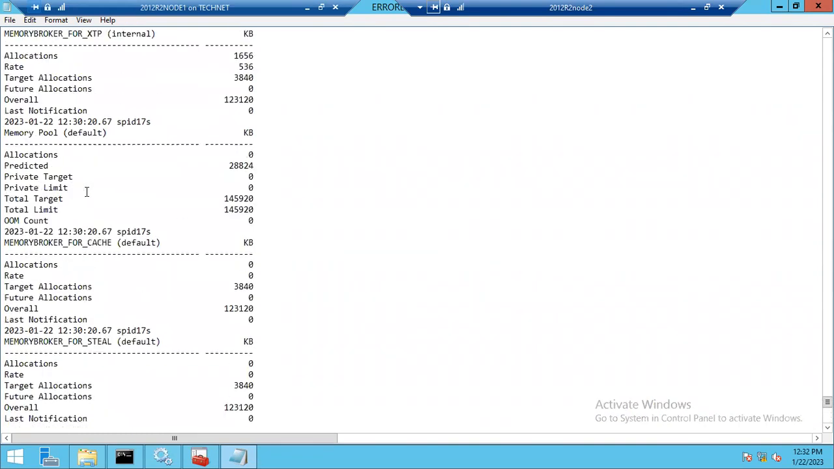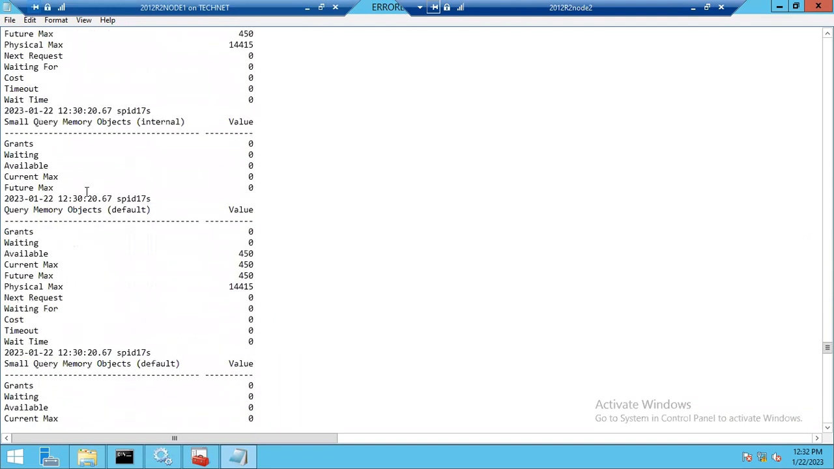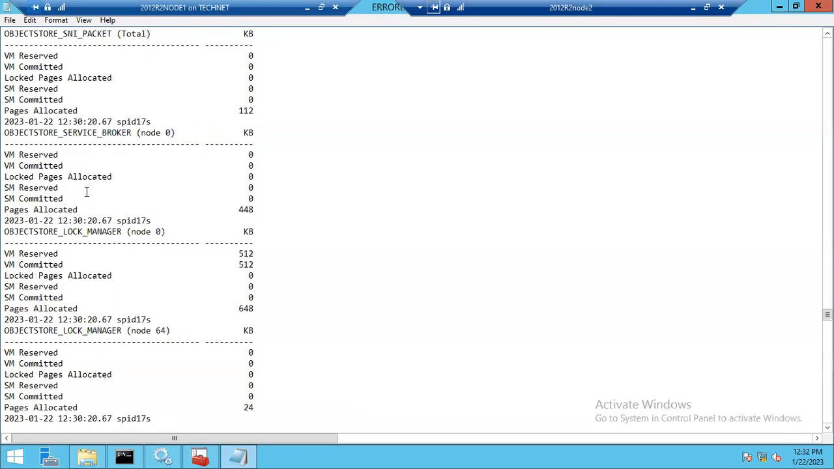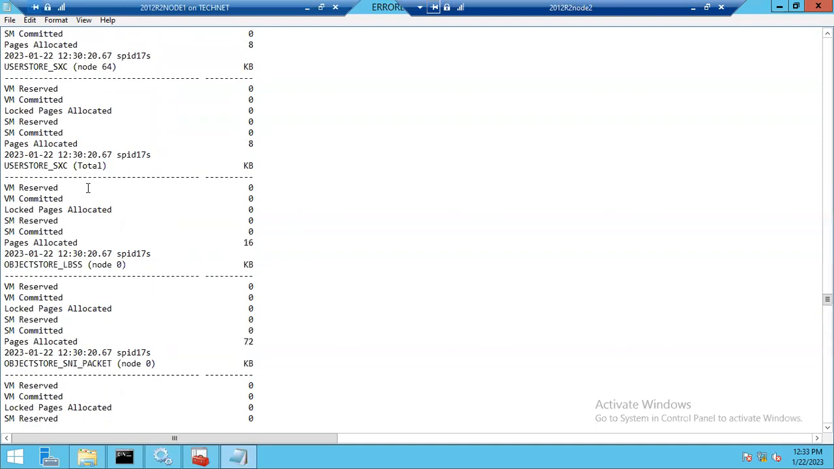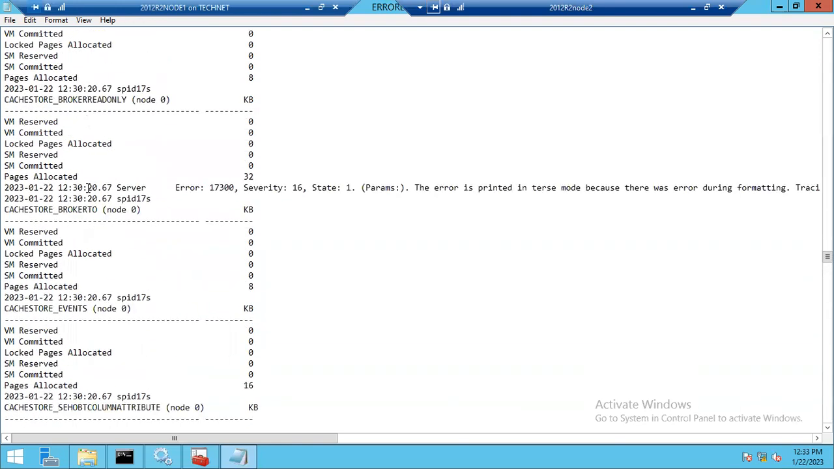So this is the memory dump generated. It seems like based on this memory dump, there is a memory issue, right? The SQL service is not stable because of some memory issue. We understand because we see a memory dump has been generated in the SQL error log.